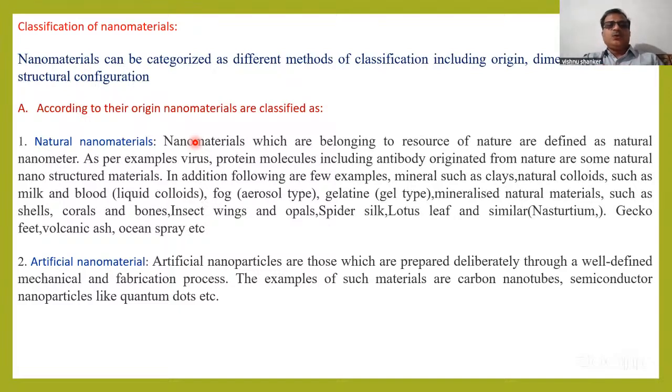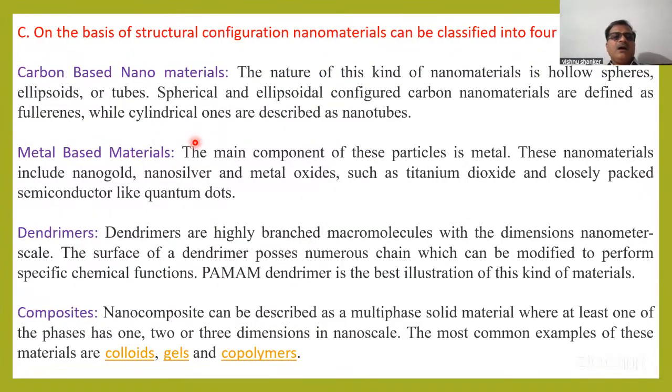Basically, one classification is based on the availability of the materials. One is nature-made, the natural nanomaterials. Another is artificial nanomaterials, man-made materials. For natural materials, there are already many examples, like milk, blood, fog, gelatin. Those are natural materials. Artificial materials include carbon nanotubes, carbon quantum dots, graphene, graphitic C3N4, and several other materials, like silver nanoparticles and gold nanoparticles. They are human-made.